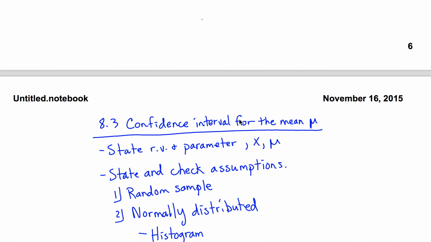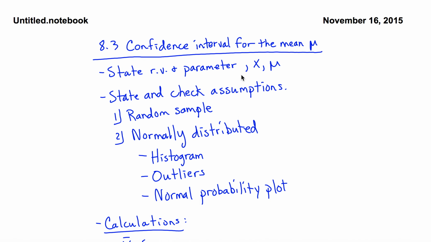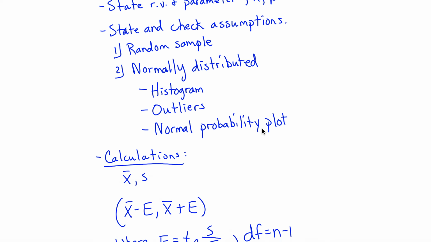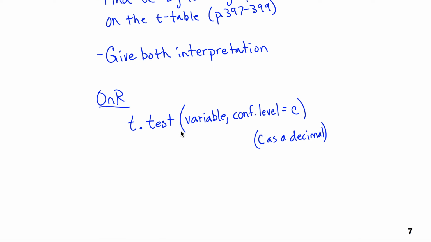If you're doing a confidence interval for the mean, mu, then again, you state your random variable and parameters in words, just like we did for the hypothesis test. You state and check the exact same assumptions we did for the hypothesis test. And then your calculations in R would be t.test. You type in your variable and you type in conf.level equals C, and again, put the C in as a decimal. So that's how we do confidence levels. That's kind of the plan of how they look.